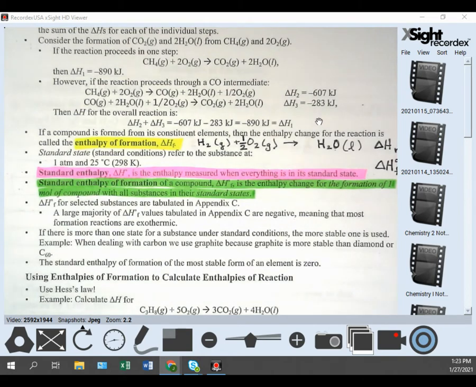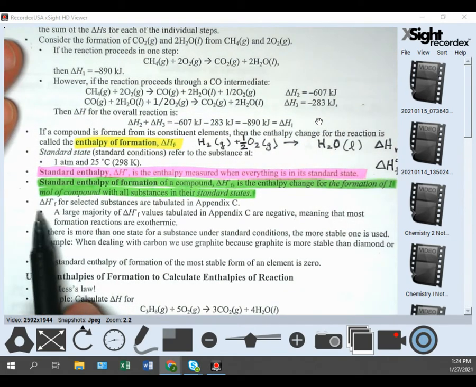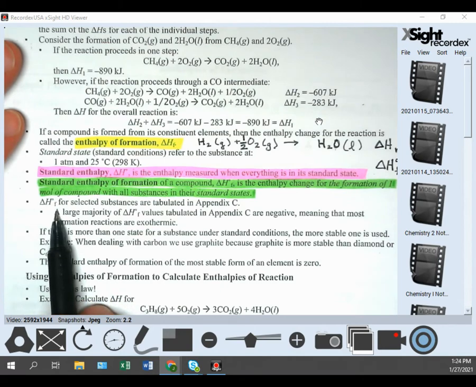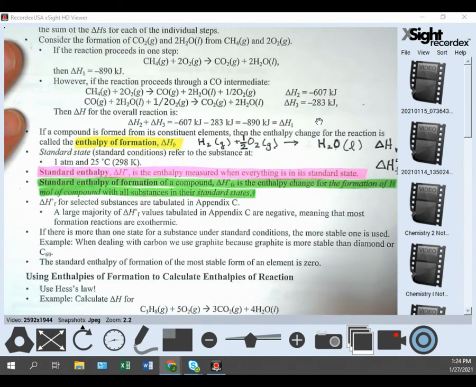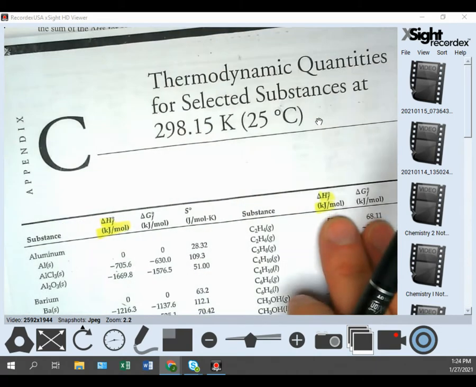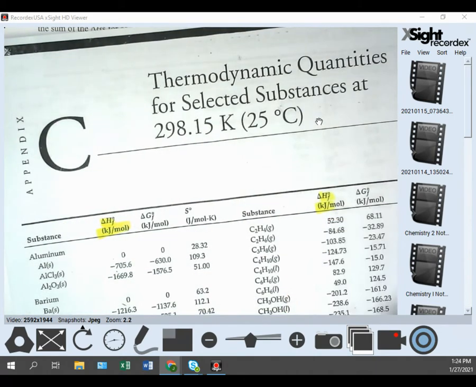Does that make sense? I know the terminology is new, and so it can be a little confusing, but all right, questions so far? So all of the delta H° of F, the standard enthalpy of formation for the compounds, are in Appendix C, the one that I gave you guys.